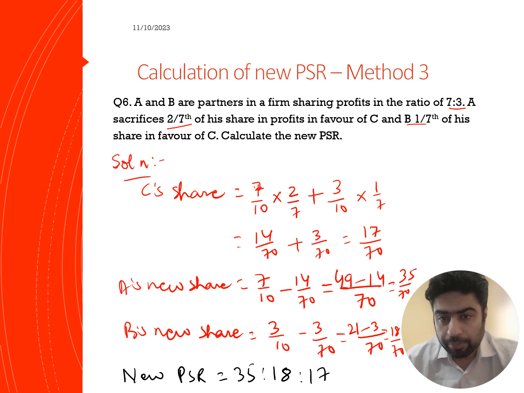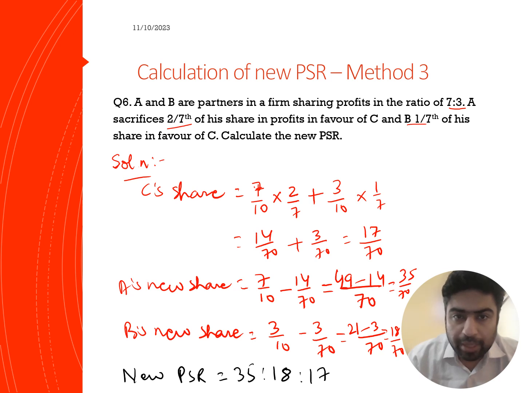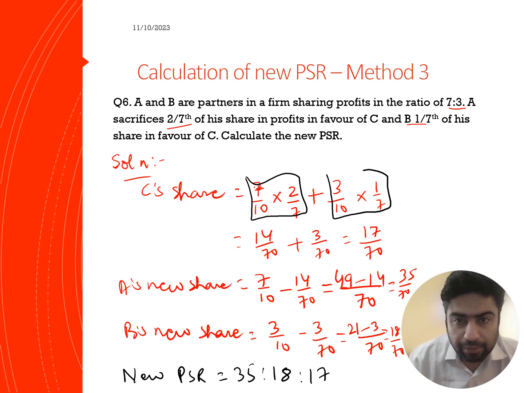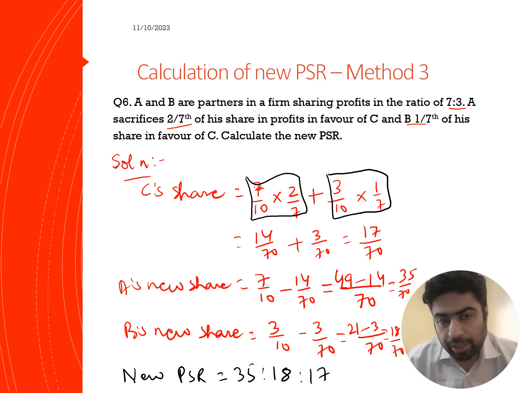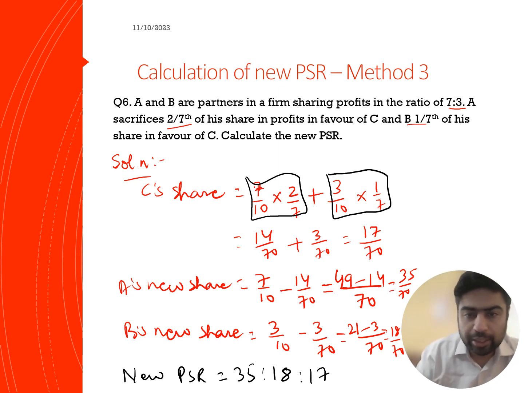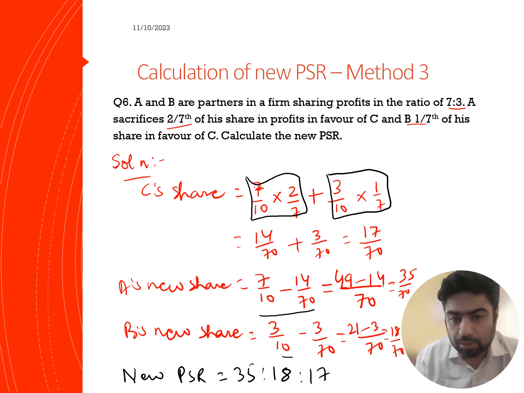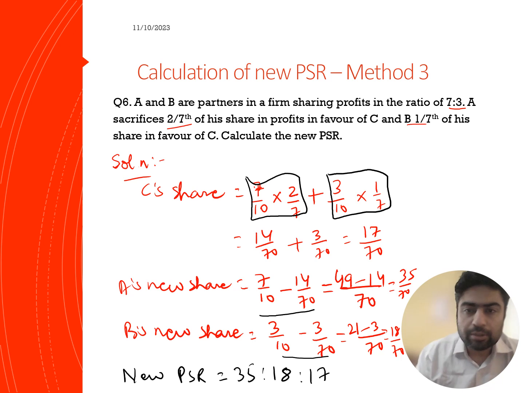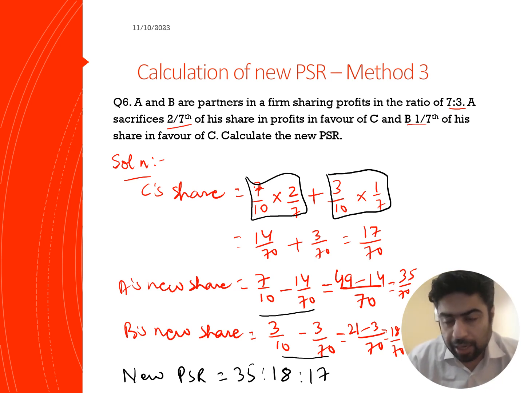you will be given the old ratio of the old partners, and along with that, how much each of them sacrificed will also be given. So if I have to understand what the sacrifice of A is, it will be 2/7 of 7/10, which is this value, right? This is A's sacrifice and this is B's sacrifice. Okay, when you add both sacrifices, you will get C's share, and that is what we've done. Now A's sacrifice we have subtracted from A's old share in order to get A's new share. That's what we are doing here. And B's sacrifice we are subtracting from B's old share and we are getting B's new share from it. So this is all about the methods of calculating new PSR.